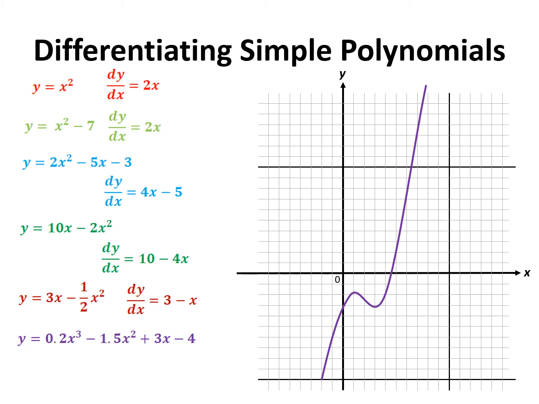Last one. y equals 0.2x cubed minus 1.5x squared plus 3x minus 4. It's a very complicated one, and you can see the graph. It does look like it's got a bit of a wiggle in there. To differentiate it, we have to multiply the power by the number in front. That becomes 0.6x squared minus 3x plus 3, and the minus 4 just disappears.